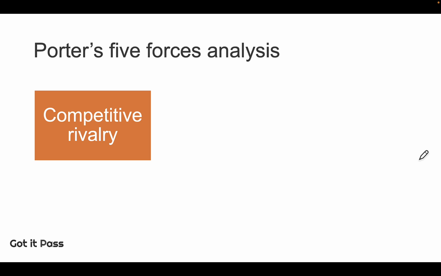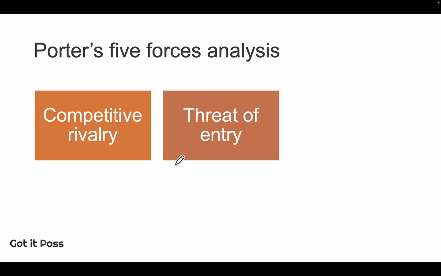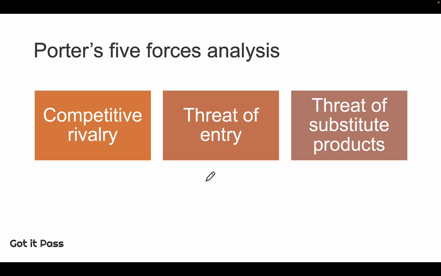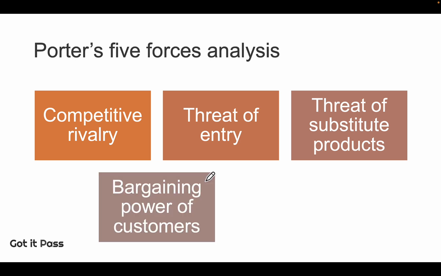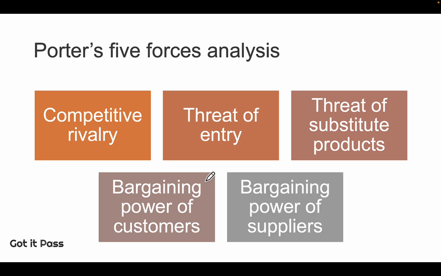The 5 forces are, namely, first, competitive rivalry. Second, threat of entry. And then threat of substitute products. And about the customers, whether they have the bargaining power in negotiating with us, for example. And the last force is the bargaining power of suppliers.